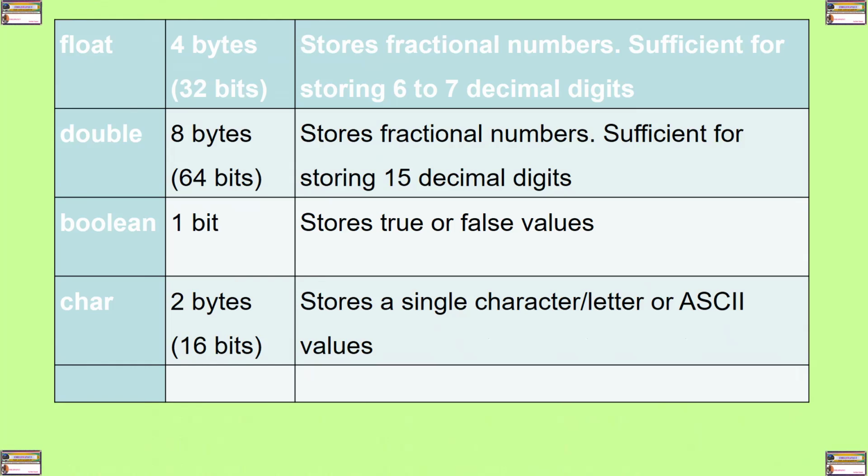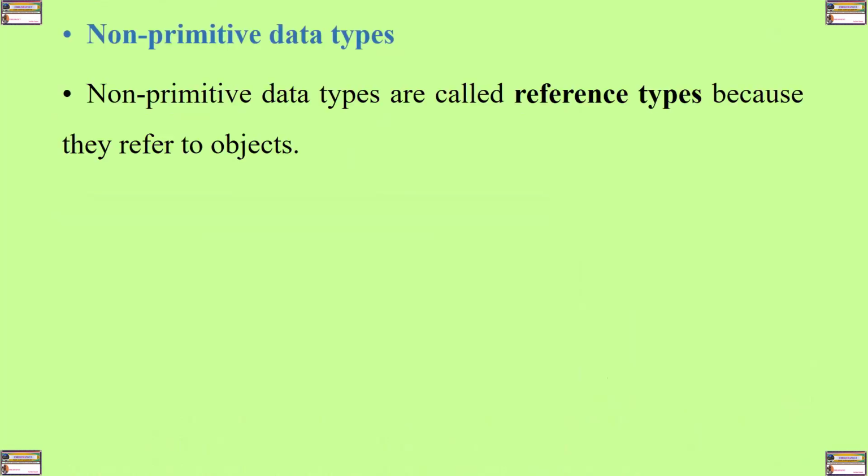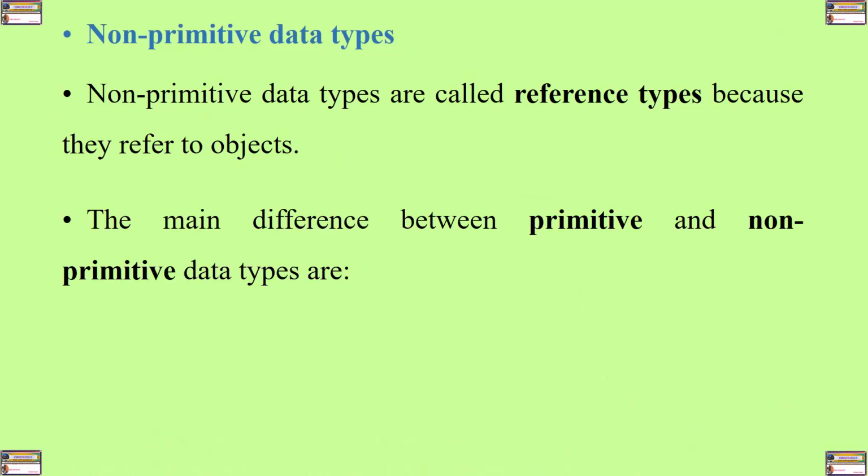The other type is Boolean, which is 1 bit in size, and it stores true or false values. And the last one is char, which is 2 bytes, 16 bits, and it stores a single character, letter, or ASCII values. Then non-primitive data types are also called reference types. Why? They refer to objects.